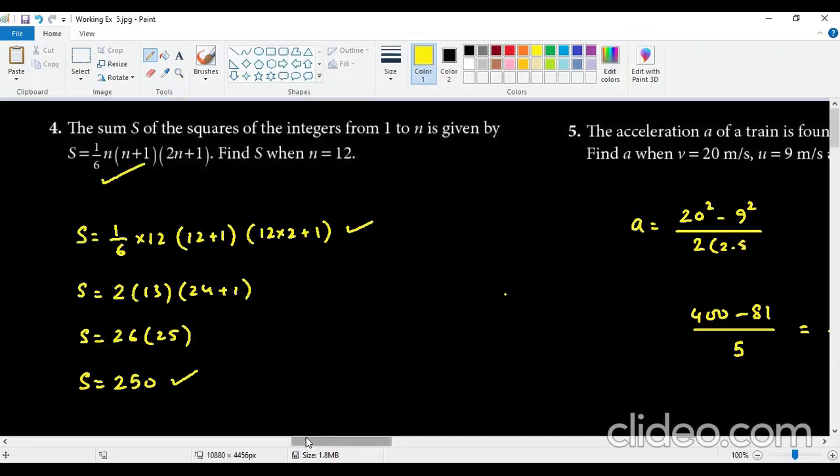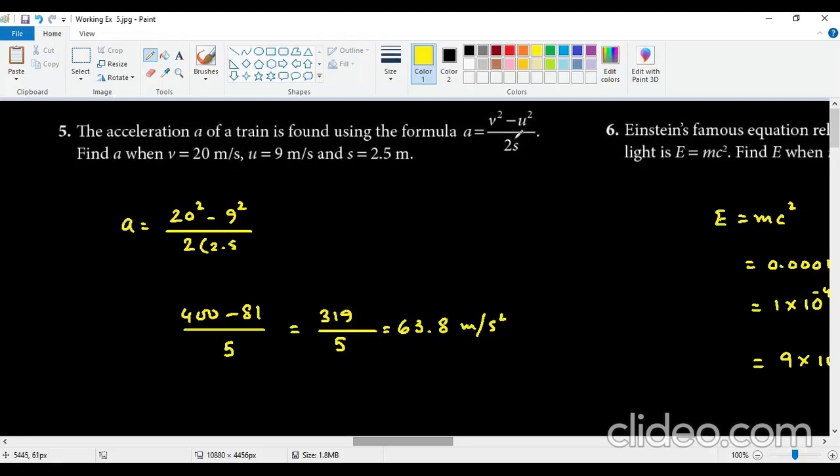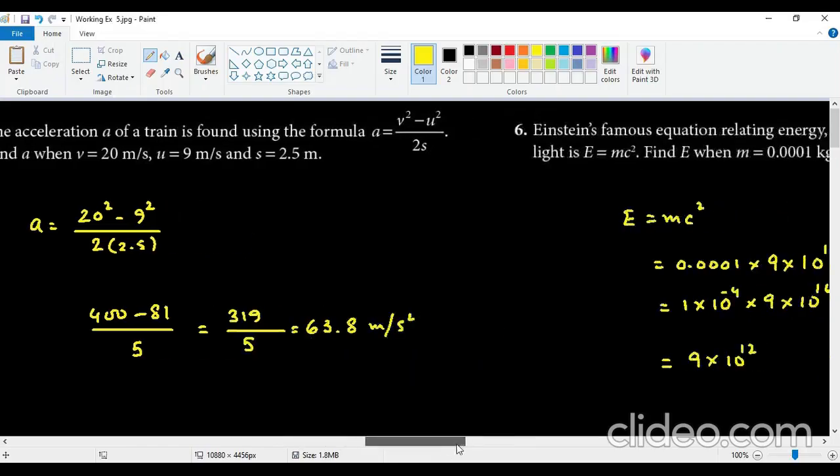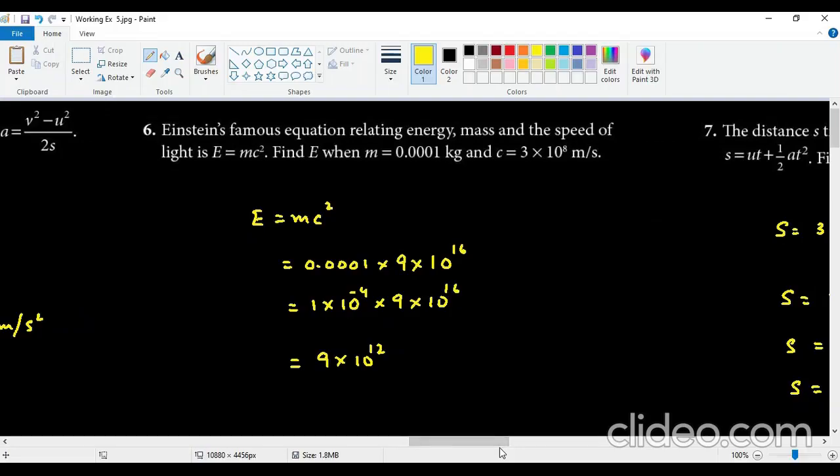When it comes to question number 5, the formula is already given. Substituting the values and doing the calculations is going to give you the correct answer, which is 63.8 meters per second squared. Now comes question number 6, Einstein's famous equation E equals mc squared. The value of m is already given here, and the value of c is also given here. Now, just to remind you that whenever numbers are multiplied, powers are added. 0.0001 can be written as 1 times 10 to the power minus 4. Now 1 times 9 is 9, and 16 minus 4 is going to give you 12, which is the final answer.